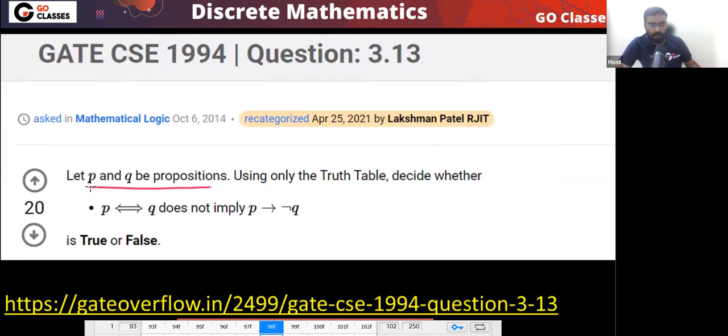P, Q are the propositions. Using only truth table, decide whether P implies Q does not imply P implies negation Q. Decide if this is true or false. So let's check it out.